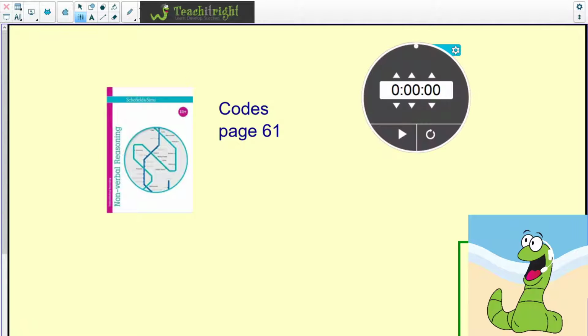Let's move on now to page 61. So we're still focusing on codes, and I have put the timer there again just to remind you to time yourself for 2.5 minutes. So let's just set it so you can see, and you can pause the video now, find a way of timing yourself for 2.5 minutes.